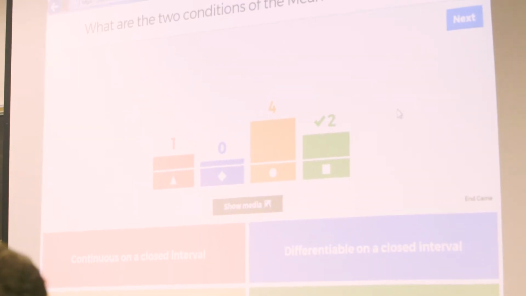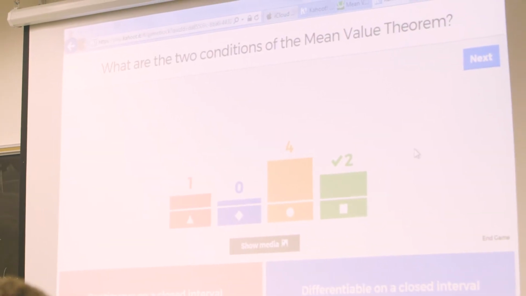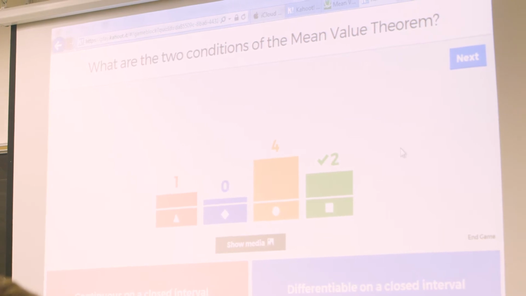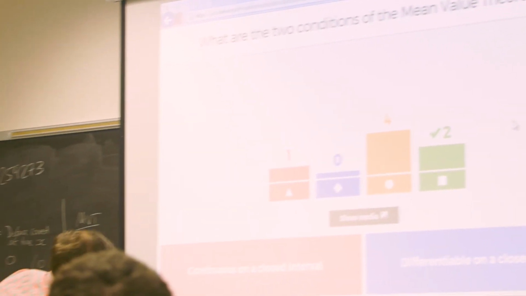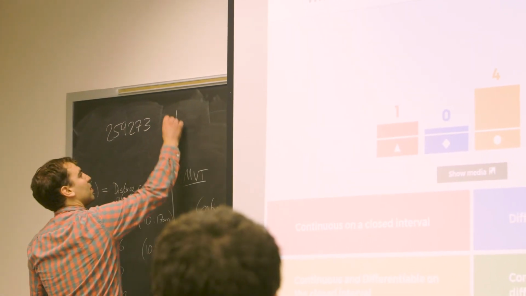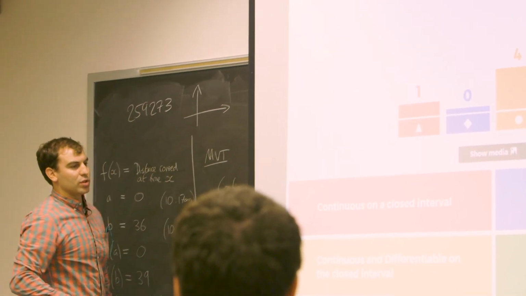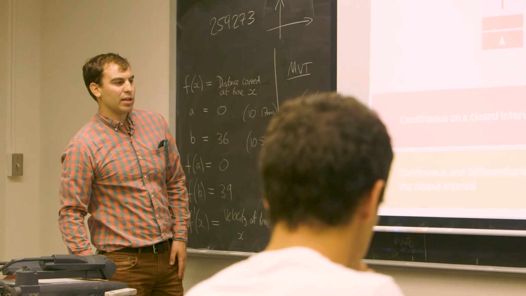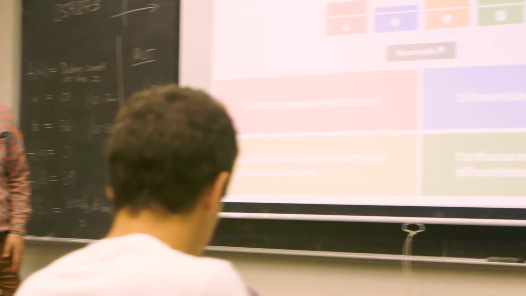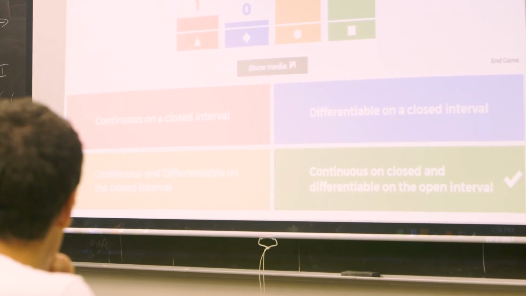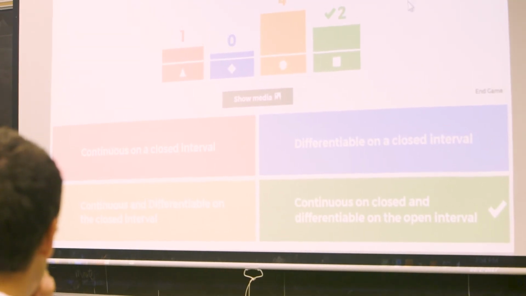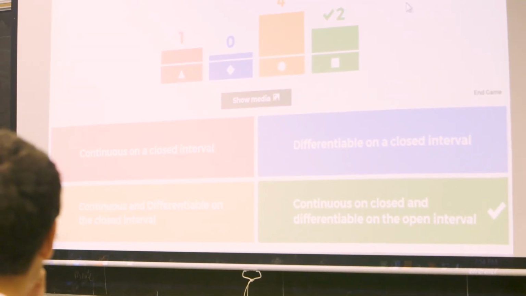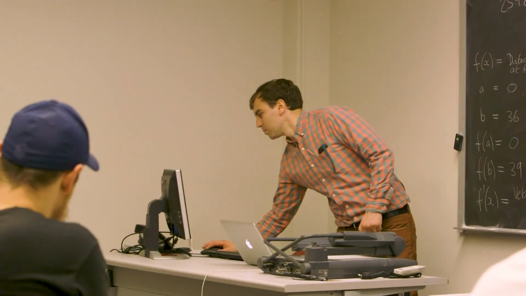It was continuous on the closed interval, continuous the whole way, and differentiable just on the middle bit. So an example here, it's got to be continuous on the closed interval and differentiable on the open interval, because differentiable doesn't take into account the endpoints. It doesn't even make sense to talk about differentiability at the endpoints. Okay, so it was this last one right here. Let's do the next one.